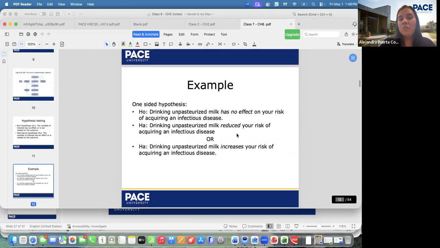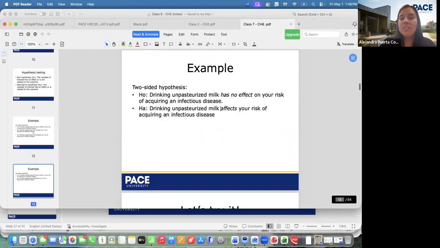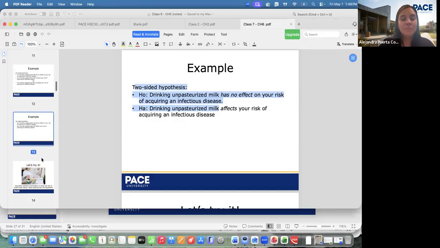And then we have one-sided and two-sided hypotheses, right? The one-sided is where you're saying it either reduces or increases the risk. And then in the two-sided hypothesis, you just say that it affects the risk, whether it's up or down, it just affects it, right? This is also easier to show because you have more space to have results on, okay?